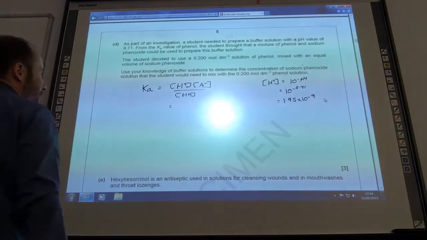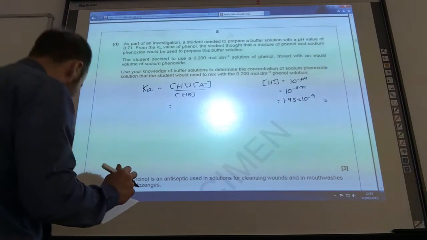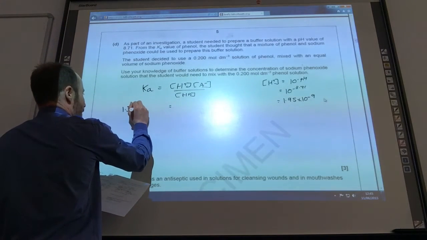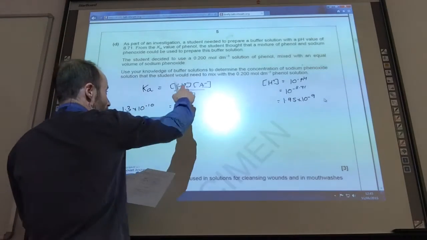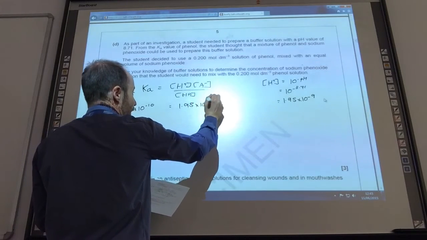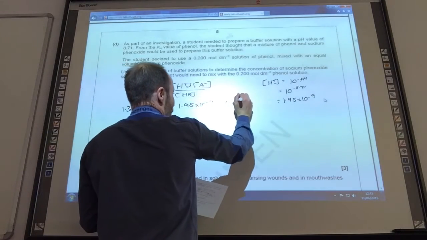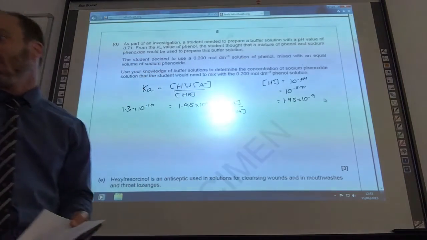Okay, I know that. Do I know Ka? Yeah, I do, because they told me that earlier in the question. That is 1.3 times 10 to the minus 10. That equals H plus, which we've just worked out as being 1.95 times 10 to the minus 9, times the concentration of A minus over the concentration of HA.